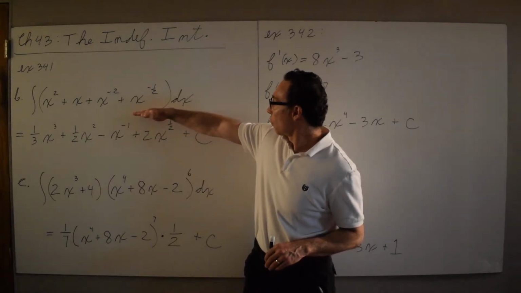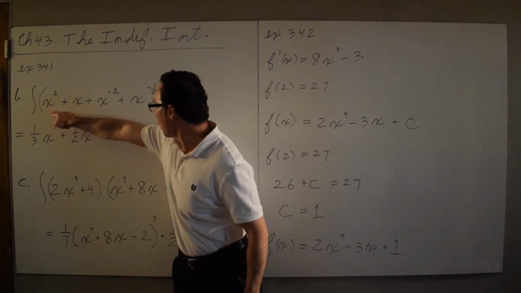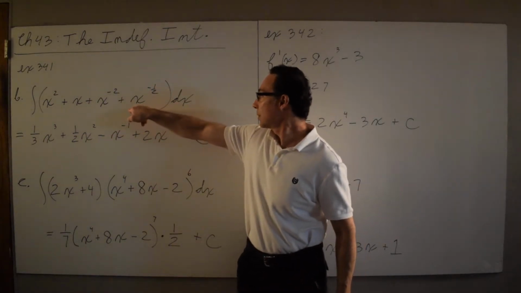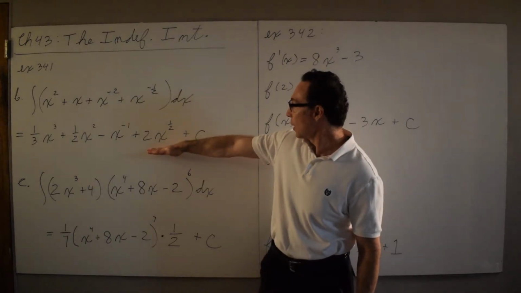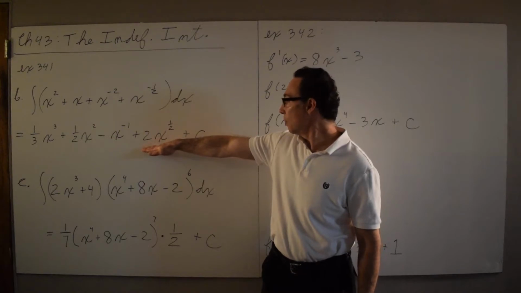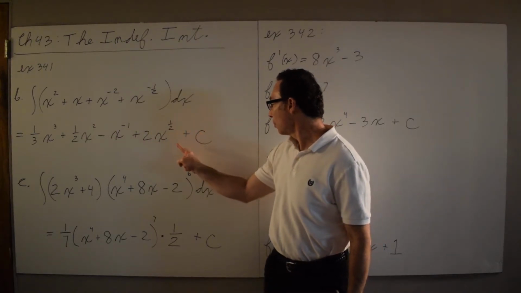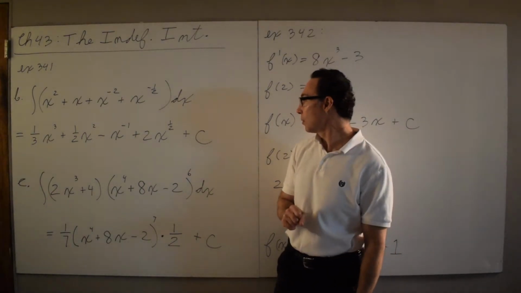In 341, I'm going to look at part B. We have the integral of x squared plus x to the negative 2 plus x to the negative 1/2. We find an antiderivative, which is just reversing the power rule all the way through. And then we add this c, this arbitrary constant. The reason we do that is, again, antiderivatives are not unique.